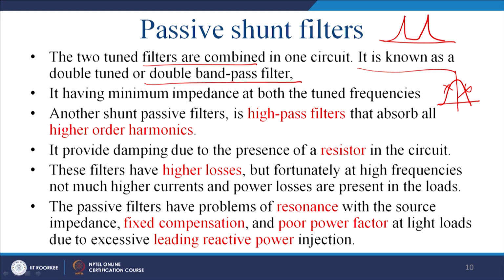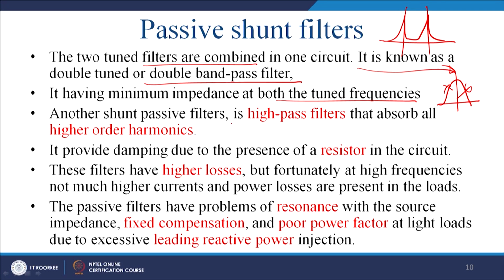Sometimes we manage with this if these frequencies are quite close, but sometimes we require to do it like this. For example, if you are eliminating, let us say, the fifth and 11th, you have to do it this way. It has minimum impedance at both the tuned frequencies, since we are talking about the shunt, so those currents will sink through it.